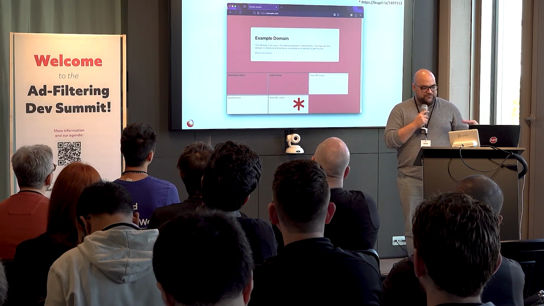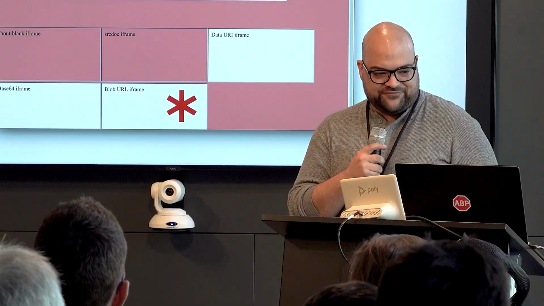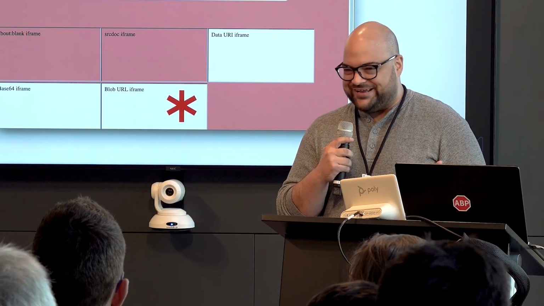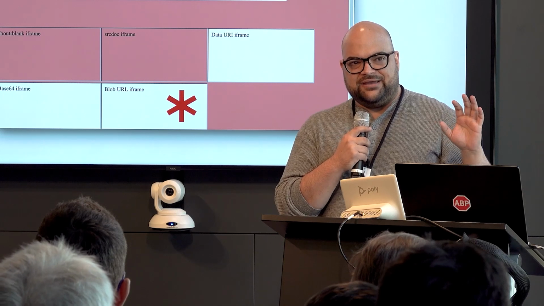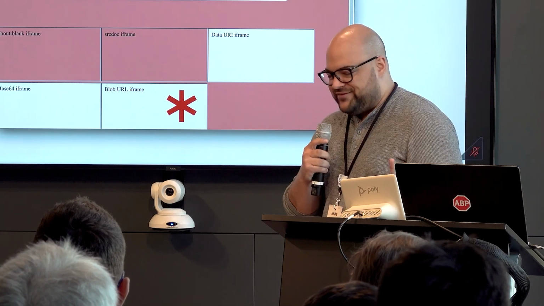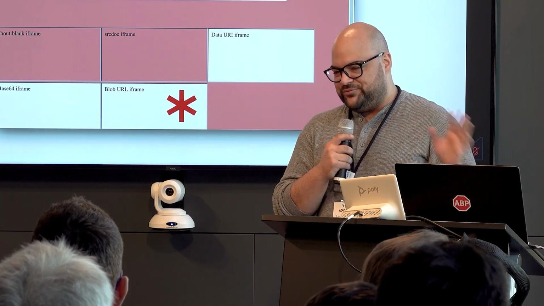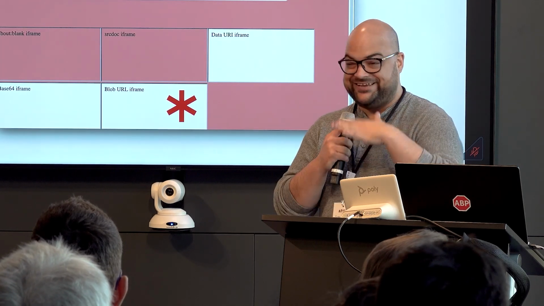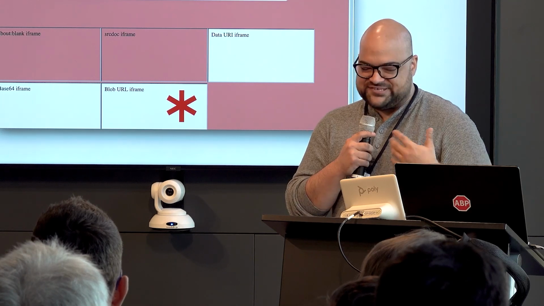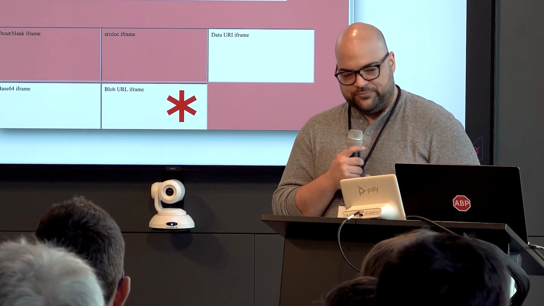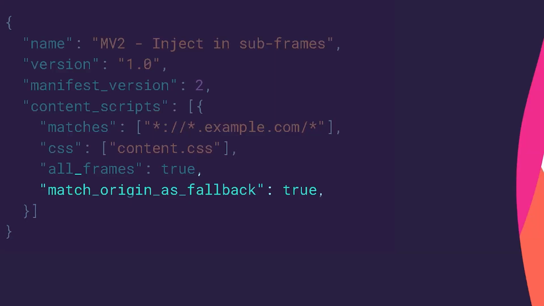But that capability, being able to target different frames, different contexts, being able to modify the documents, that's pretty core to what extensions do. So before Manifest v3 actually shipped in various browsers, there was collaboration between Chrome and Firefox engineers. Actually, specifically Devlin and Rob, who are in the room with us today, were discussing this issue and how we can improve it. And that got us to the introduction of match origin as fallback.